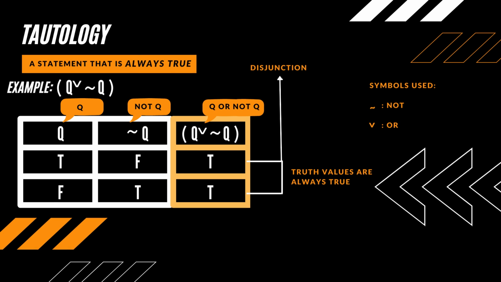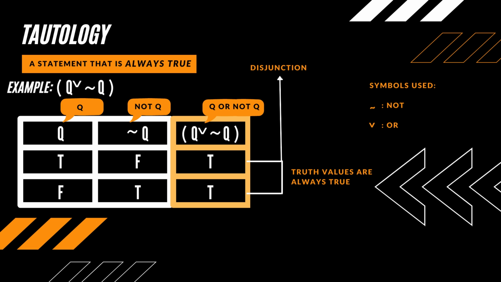As an example, we have here in the equation the statements Q, not Q, and in the overall equation we have Q or not Q, which is a disjunction. A disjunction means that it is true if at least one of the statements is true. Assuming that Q is true on the first row and it is false on the second row, we now have values for the second column, which is a not Q.